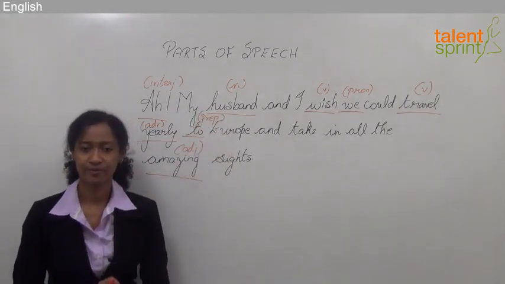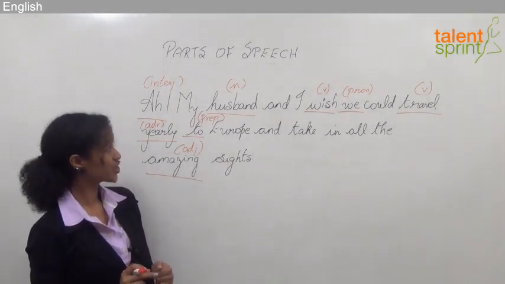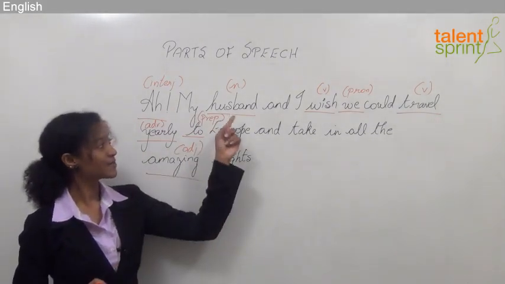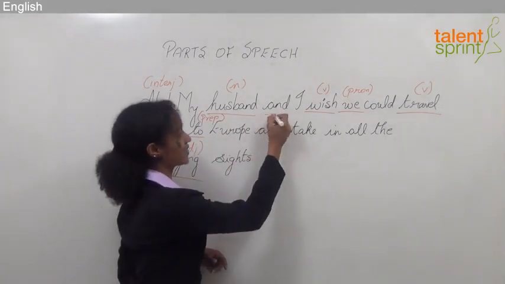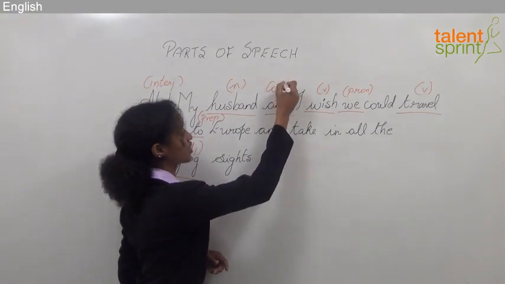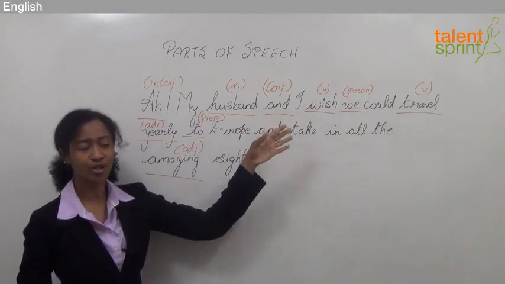What else do we have? Our conjunction, right? So which is our conjunction here? My husband and I. Okay, right? So this is my linking word, conjunction, yeah, between a noun and I again, a pronoun.